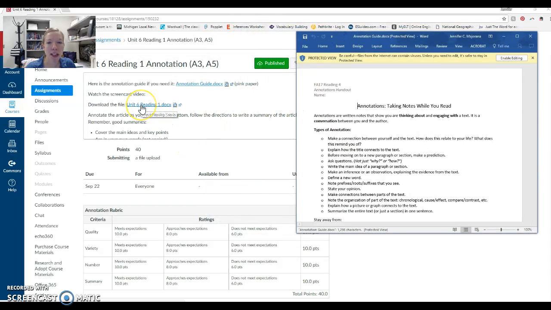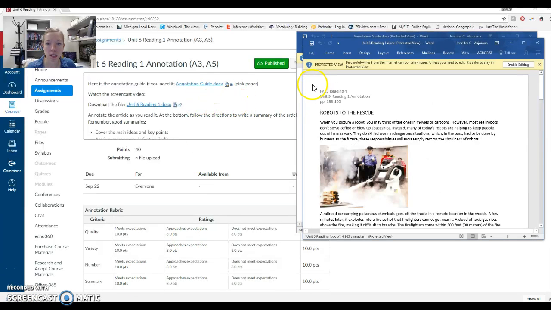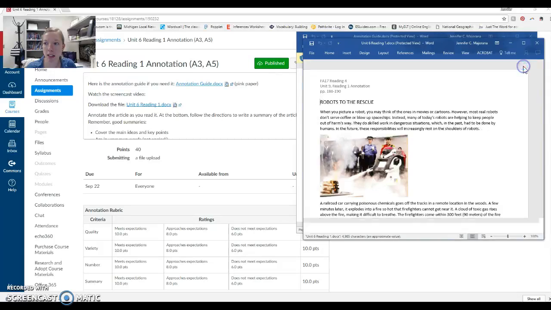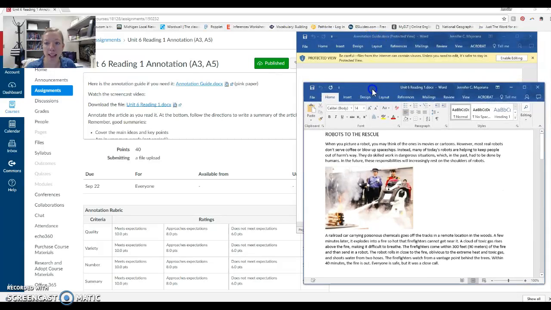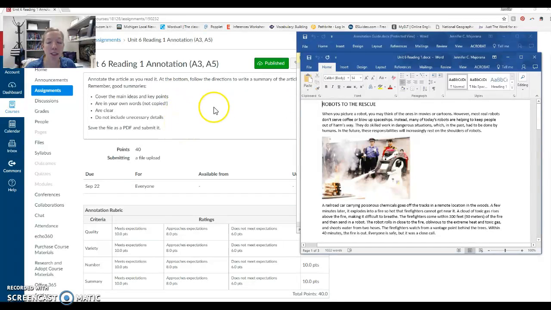All right, and then you also need to download this file, Unit 6 Reading 1. This is the reading that we're going to do today. There we go. All right, so I want to have both of these kind of side by side. So your task for today is to annotate this article as you read it. And this is the first reading in this unit from our book. So at the bottom, you're going to write a summary of the article, but we'll get to that.